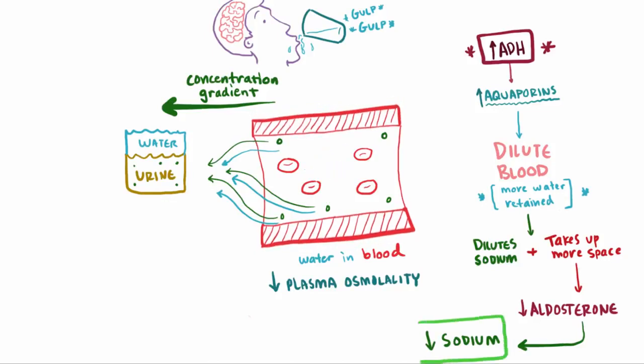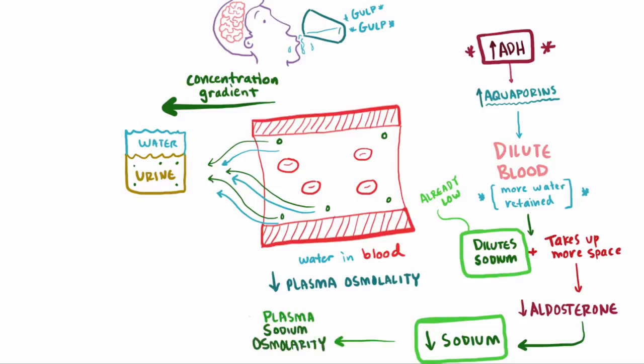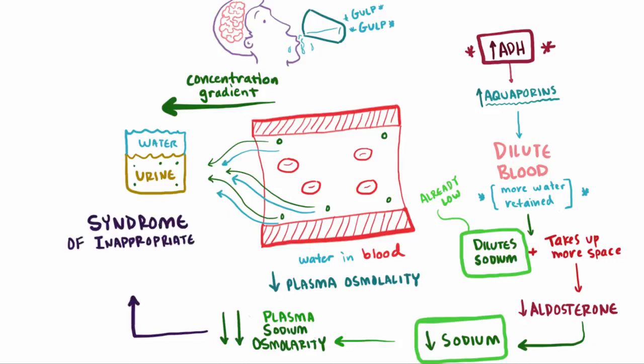So now our body is removing sodium from the blood that already has a low concentration of sodium. Uh-oh. This means that plasma sodium osmolarity is dropping significantly. And this whole fiasco we just talked about is called syndrome of inappropriate antidiuretic hormone, or sometimes just shortened to SIADH.